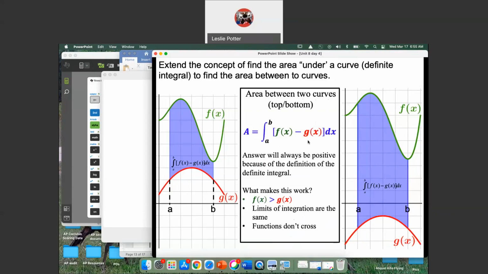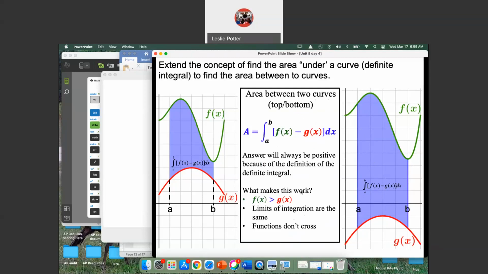And so this is the adaptation to a plain old integration with one integrand that we can use to find the area between two curves. This answer is always going to be positive because we're taking a top minus a bottom, or a big minus a little, which is always going to result in a positive answer. And we know from geometry that area is always positive.